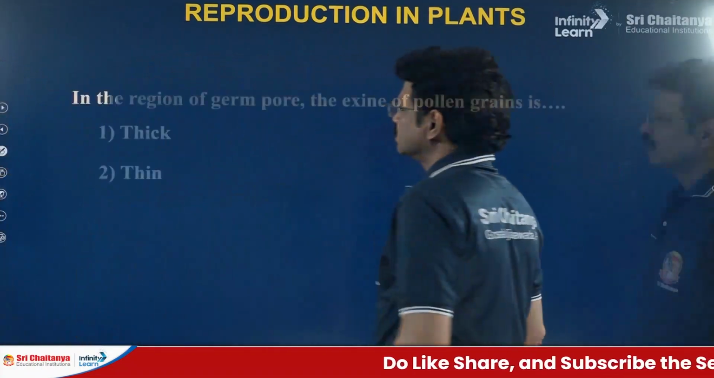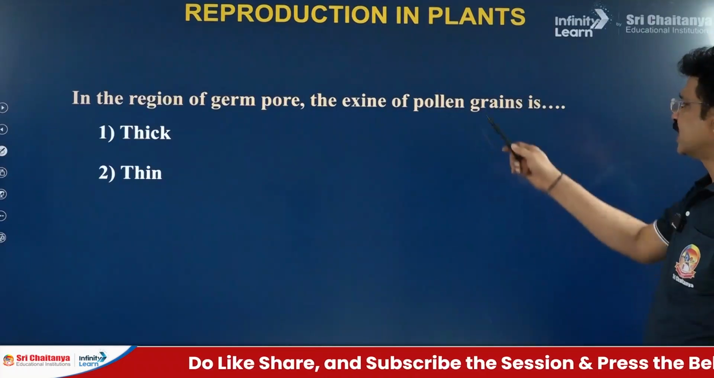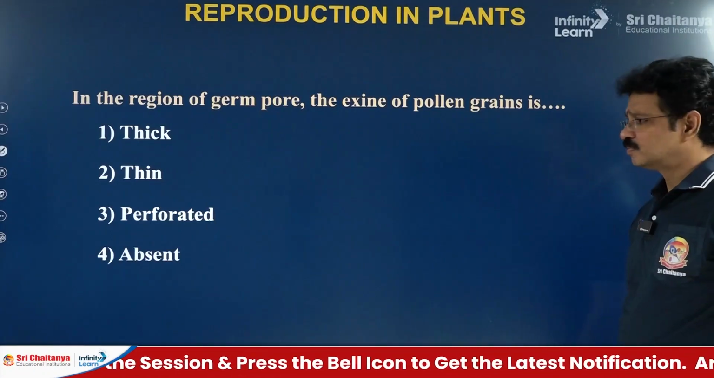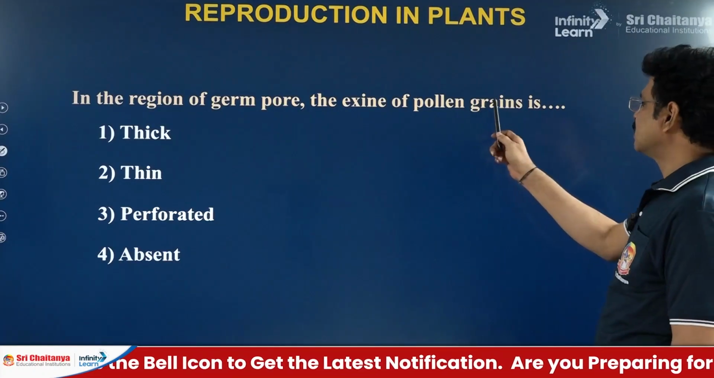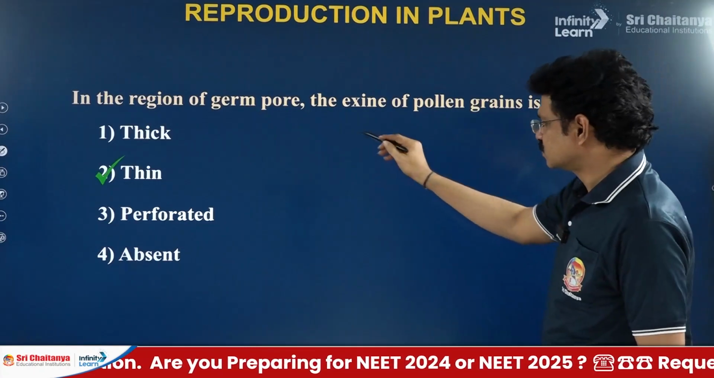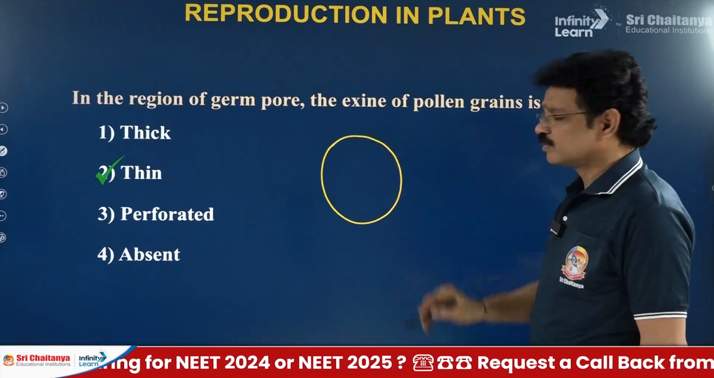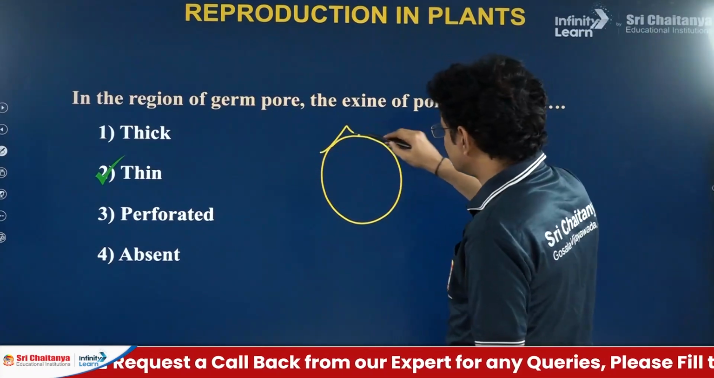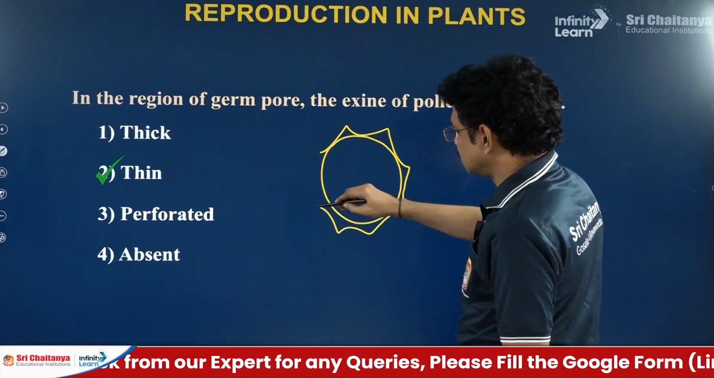Coming to the next question. In the region of the germ pore, the exine of the pollen grain is thin. Second option. The innermost layer of the pollen is the intine. The outermost layer of the pollen is the exine, it is the thickest layer.